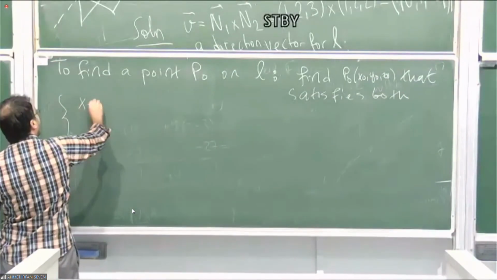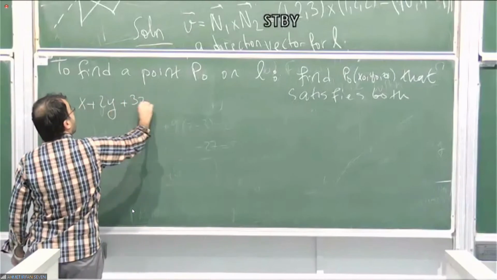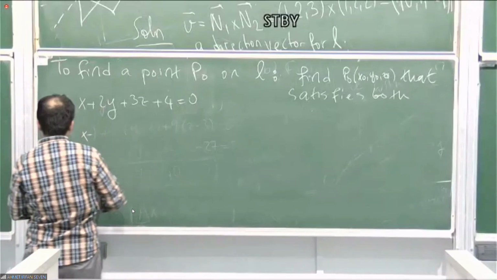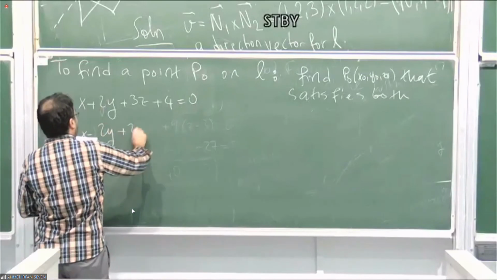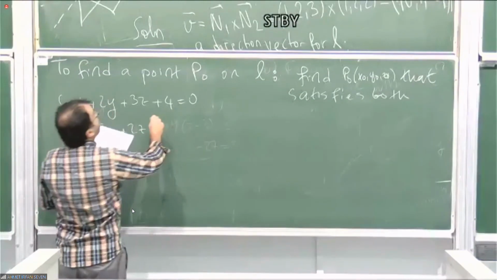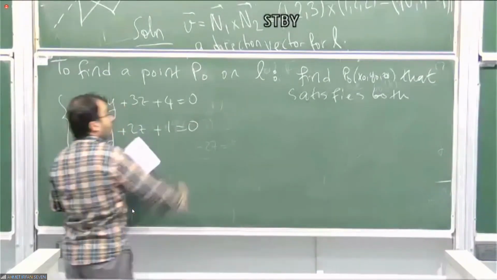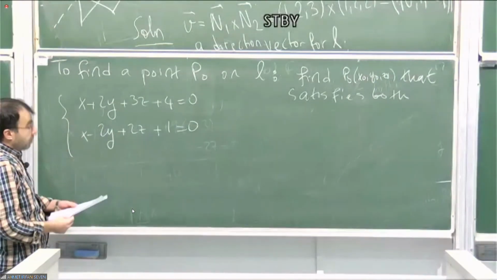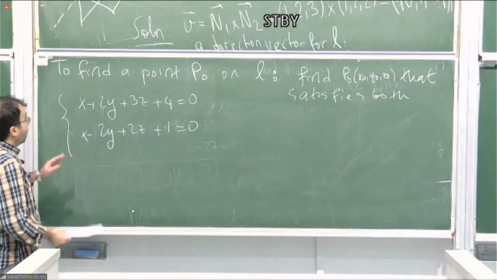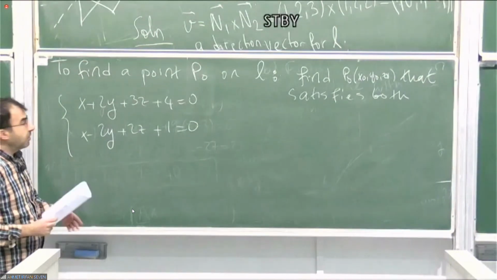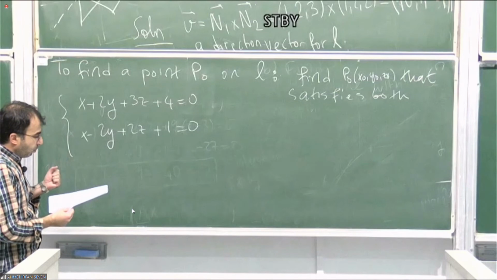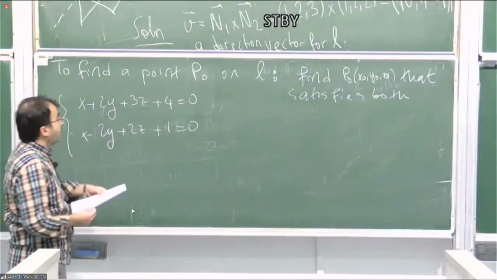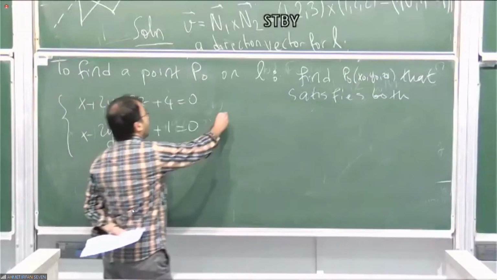x plus 2y plus 3z plus 4 equals 0, and x minus 2y plus 2z plus 1 equals 0. Okay, so we need a point x, y, z satisfying both equations. How can we find such a thing? You can find it in any way you like, but one way could be the following. I have 2 equations and 3 unknowns, so let's put z equals 0.